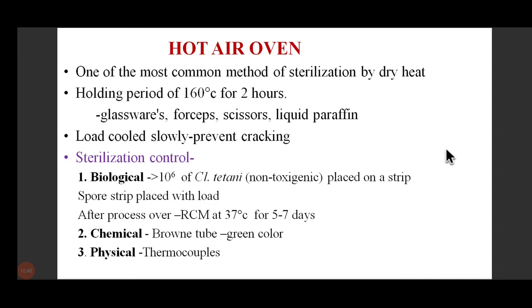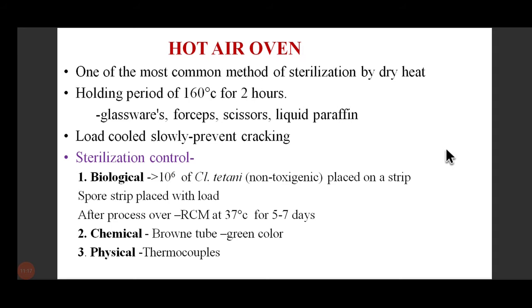Then for the hot air oven, we have a sterilization control. Sterilization control can be divided into three different types. Either it can be biological, which means some living microorganism will act as a control for the sterilization process, or it can be a chemical indicator, based on the pH change or the gas which is produced, which eventually is visible to us in the form of color change, or it can be a physical method.